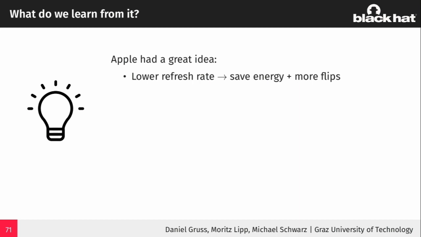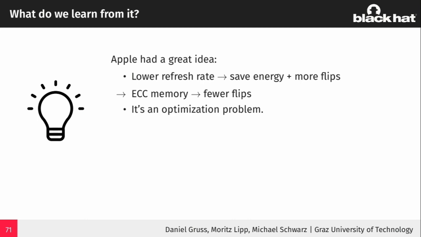Also something we want to talk about, Apple had a really, really good idea for the iPhones. Yeah, they wanted to lower the refresh rate to save energy. But yeah, they get some more flips. But they just added ECC memory to their iPhone, so then they had fewer bit flips again. So they save battery. Nice trade-off. Okay, that's a great idea. But this also shows that it's an optimization problem.